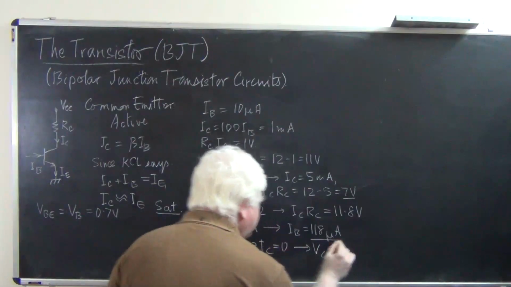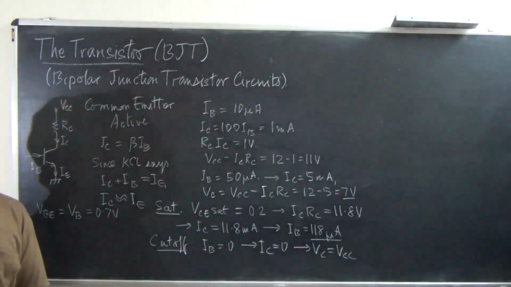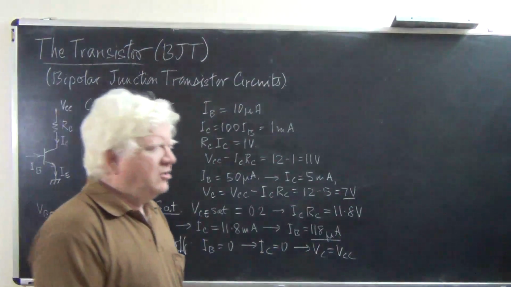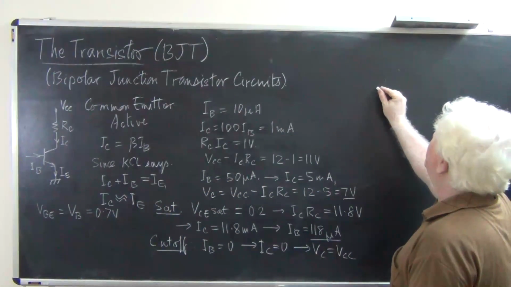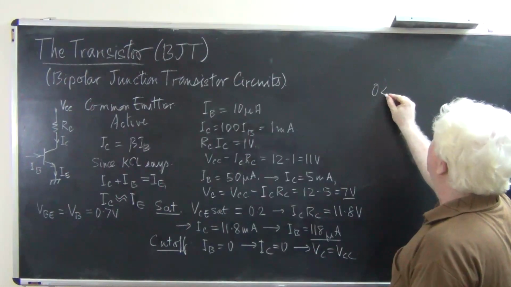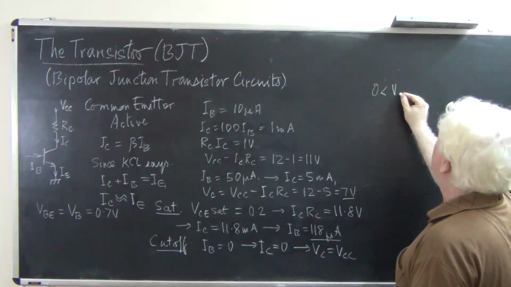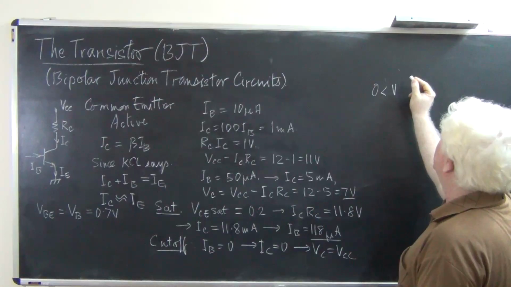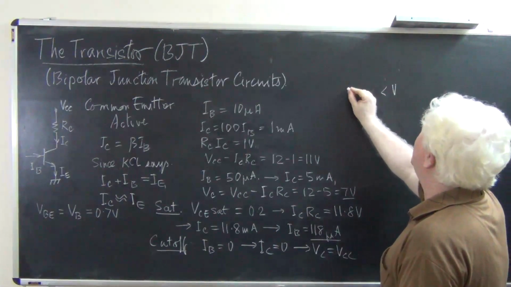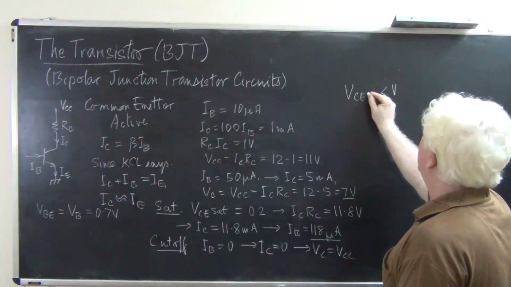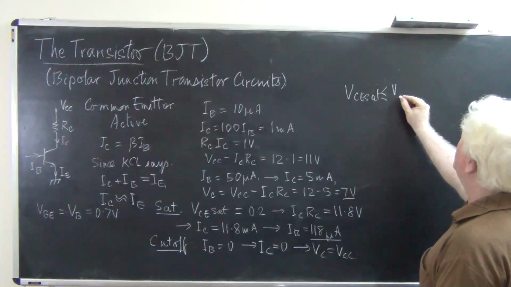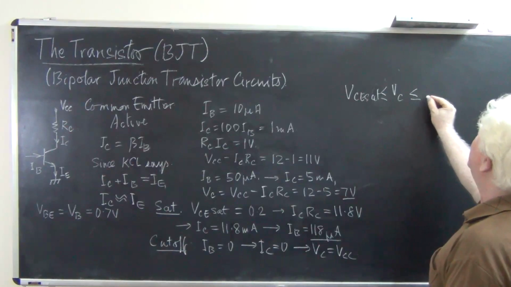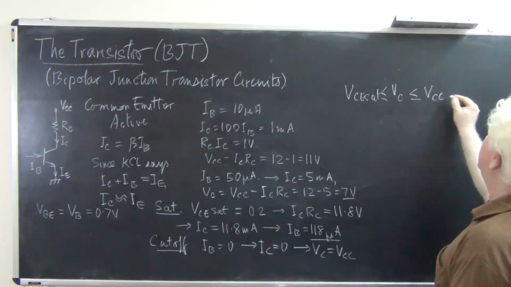So what is the range of values over which the collector voltage can move? We can see that 0.2, that is VC sat, is less than or equal to VC, which is less than or equal to VCC.